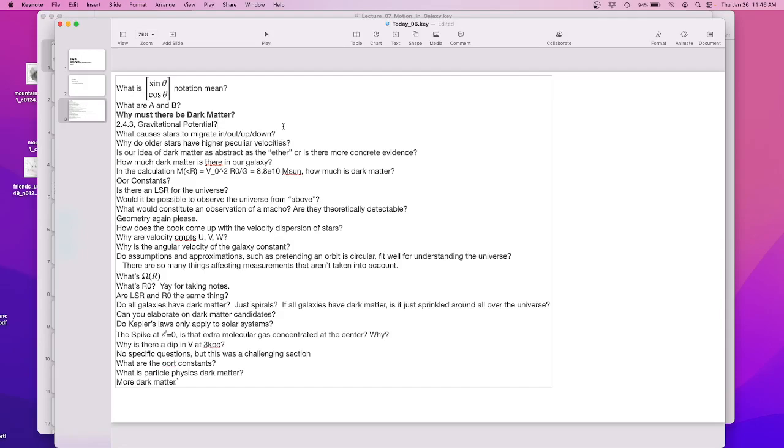Okay, what causes stars to migrate in or out or up or down? So this is a good question with several answers. My grad student is writing a paper on this. I didn't have anything to do with it. He wrote it before he got here. But he's writing a paper on how stars move in galaxies.